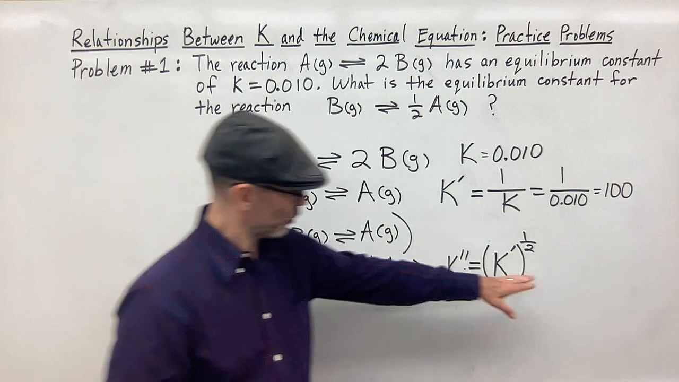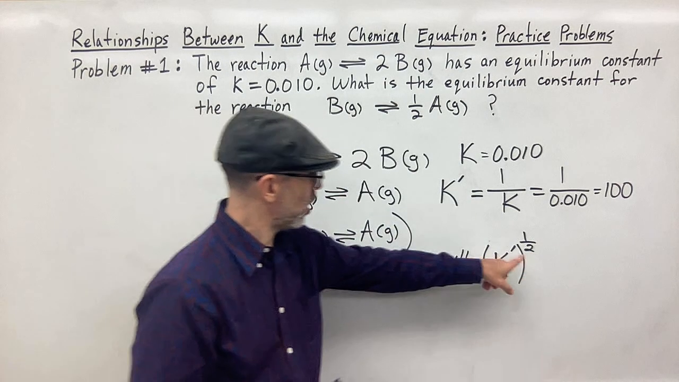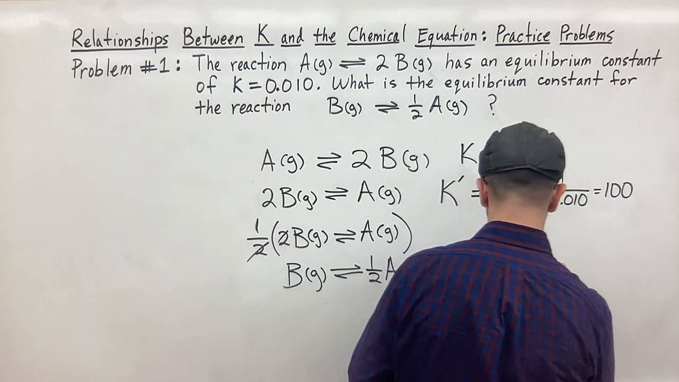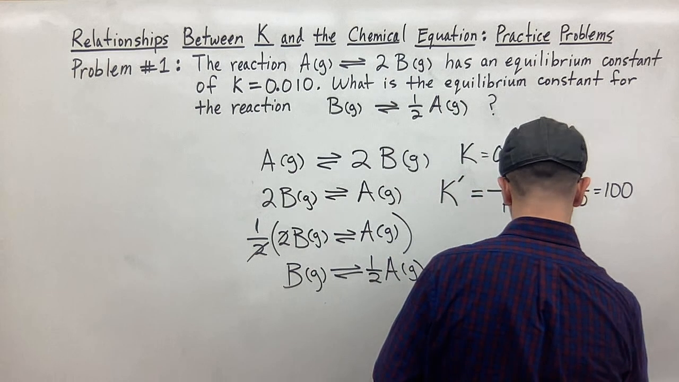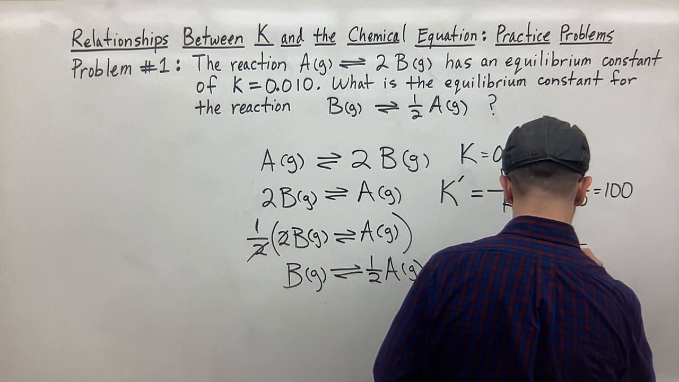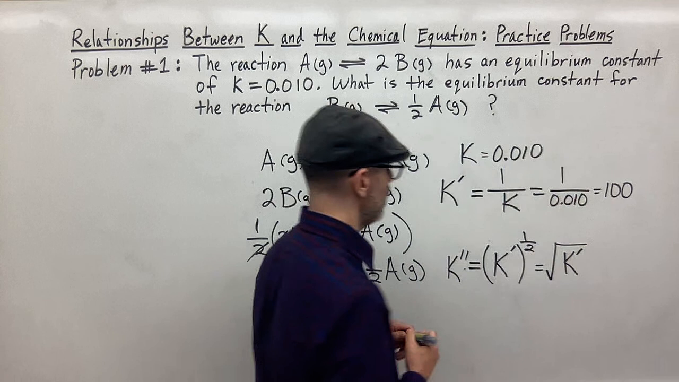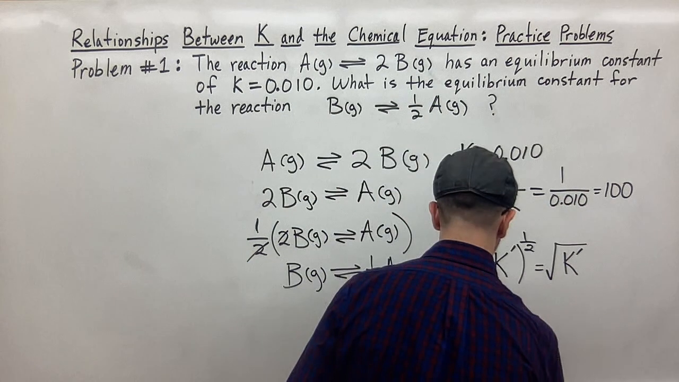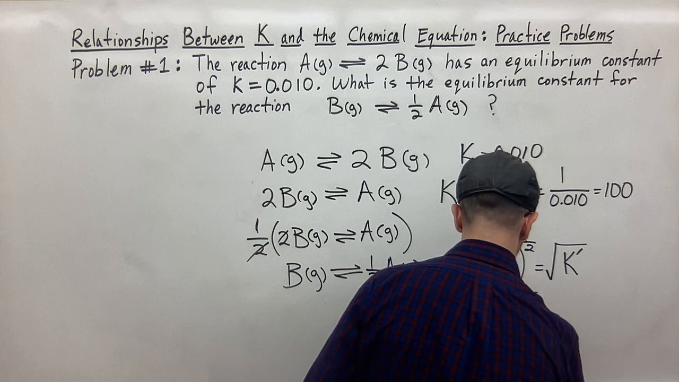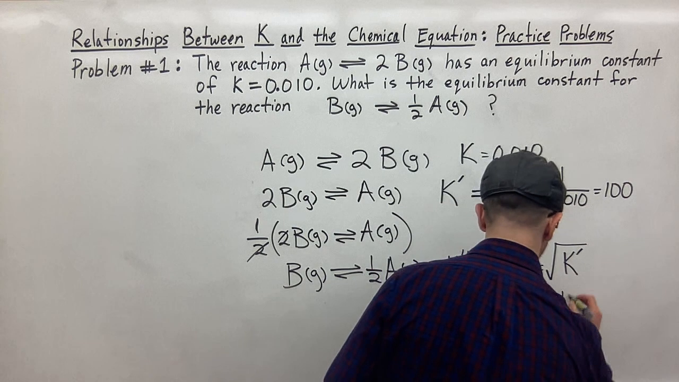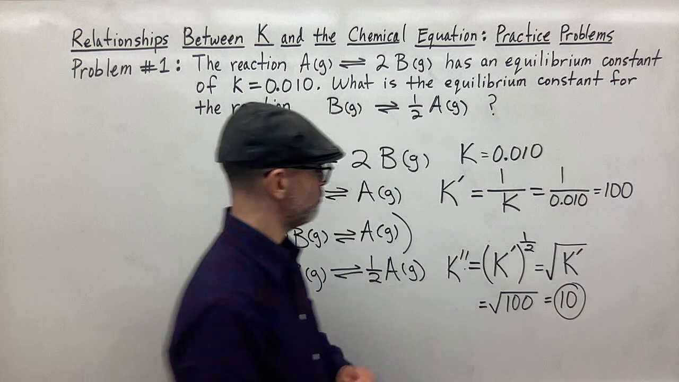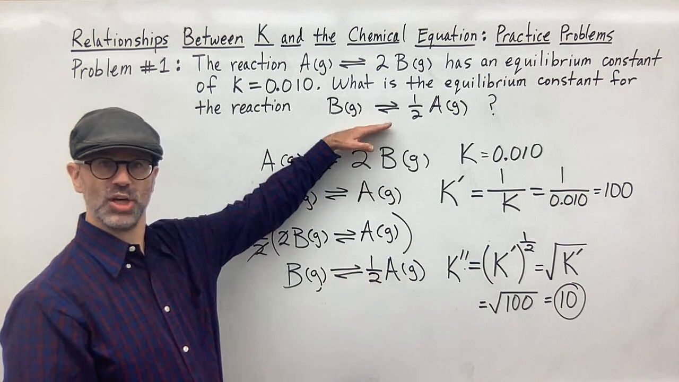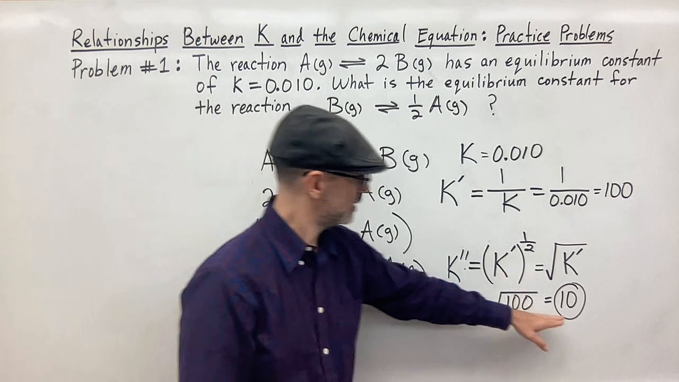Now, for those of you who aren't aware, a power of 1/2 is the same as a square root. So this would be equal to the square root of my K prime, and K prime, we said, was 100. So this would be equal to the square root of 100, which is equal to 10. So my final answer, the equilibrium constant for this target reaction, is 10.